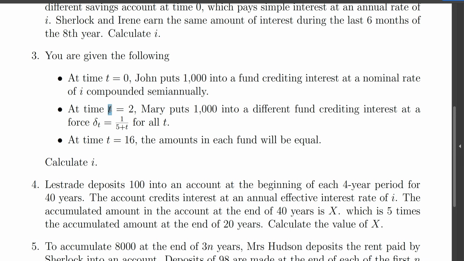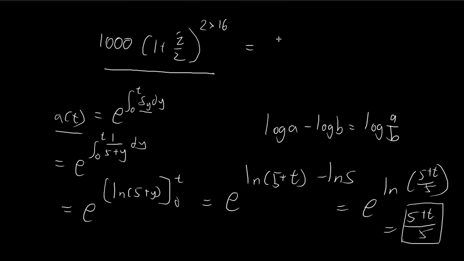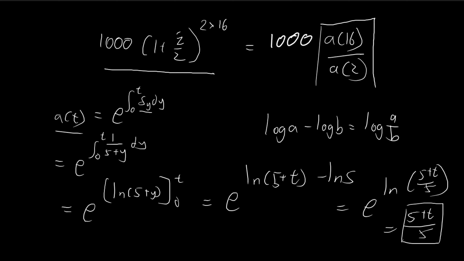But notice that Mary starts her deposit at time 2 instead of time 0. So if she deposits her money at time 2, the amount that she has at time 16, some of you might say it's just 1,000 times A14, right? That seems reasonable. But it's actually not. The correct answer should be 1,000 times A16 divided by A2. I've explained why this is true in our last tutorial, so you can look that up if you've forgotten. This is just a revision on that concept.